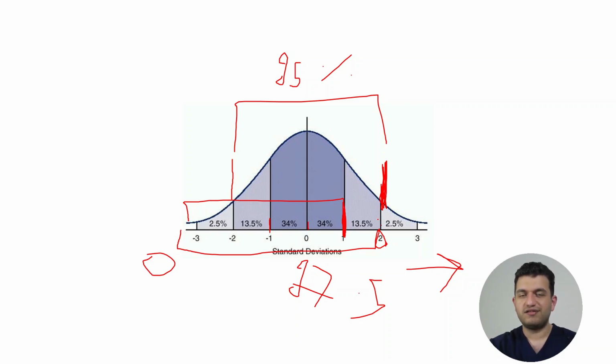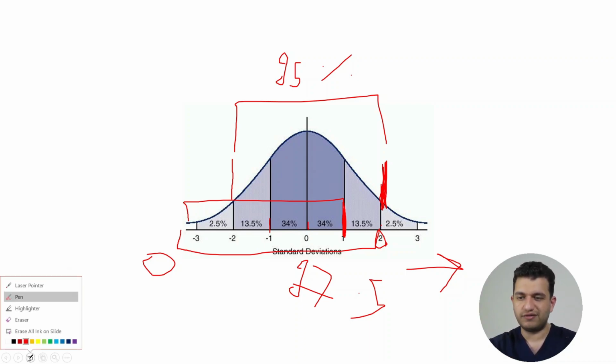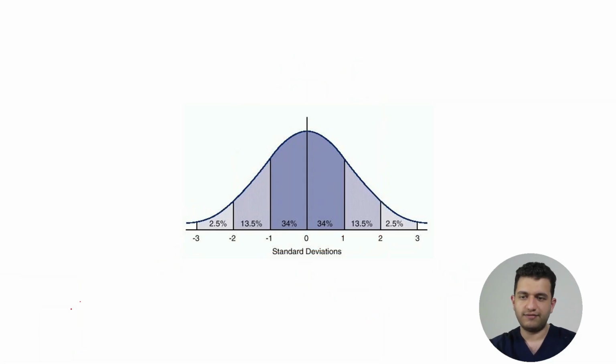97.5. So I hope you get the point, because I'm moving on from normal distribution. Please comment if you didn't get it. I will try to simplify it further. Okay.